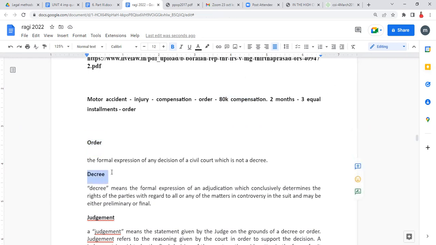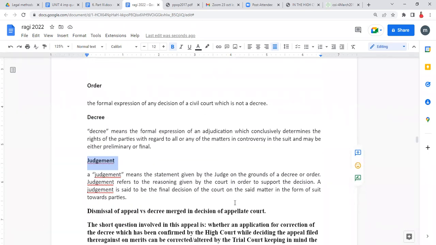This is where the court will say in whose favor the case is being decided. And judgment is like a more formal thing wherein the reasoning will be given, and the applicable laws and the applicable procedures will be mentioned.